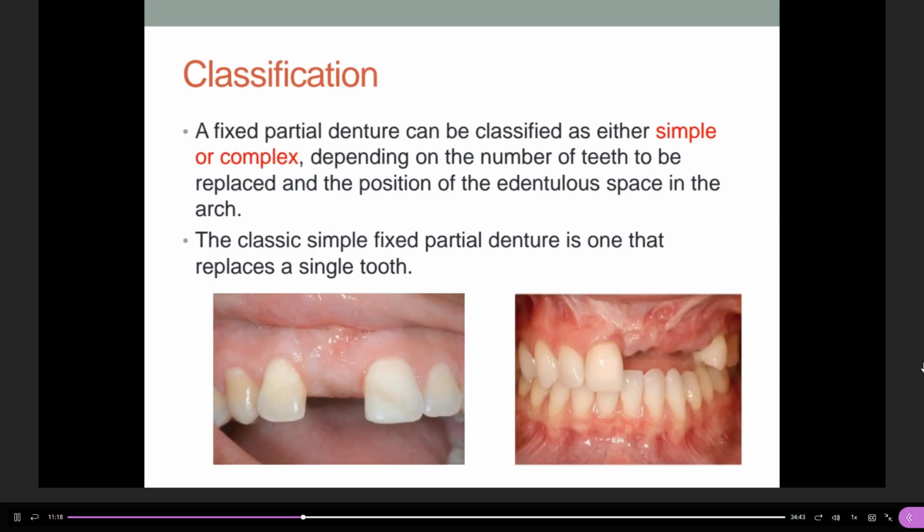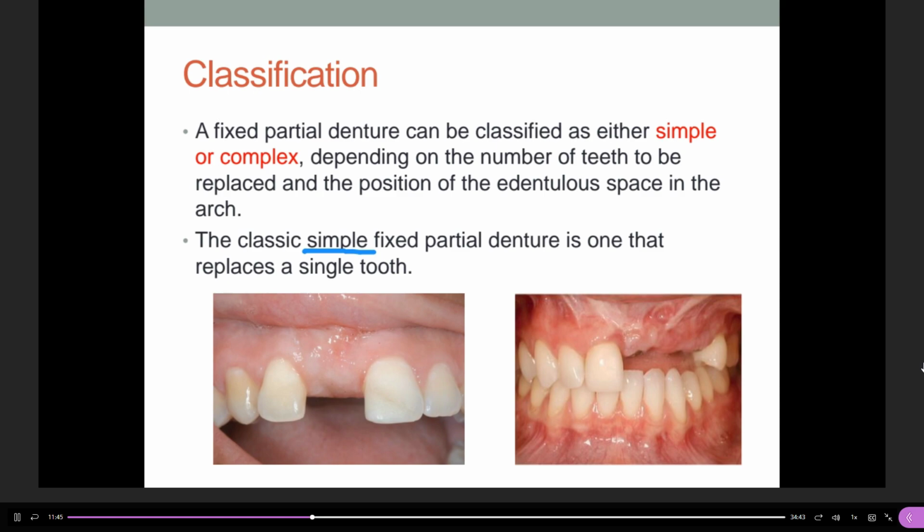Now we need to know the classification. If you want to understand the designs, you need to understand a simple classification here. A prosthesis can be classified as a simple or a complex prosthesis, depending on the number of teeth to be replaced and the position of the denture space in the arch. So a simple fixed prosthesis is one that replaces a single tooth.